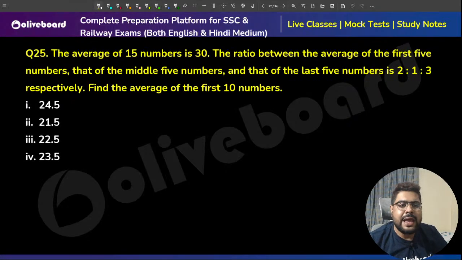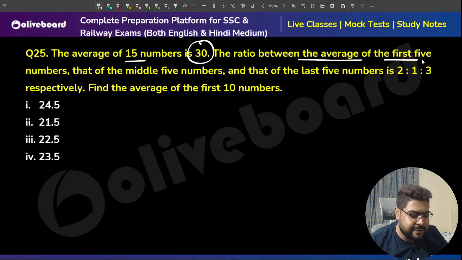Next one, sir. Average of 15 numbers is 30. Ratio between the average of the first 5.